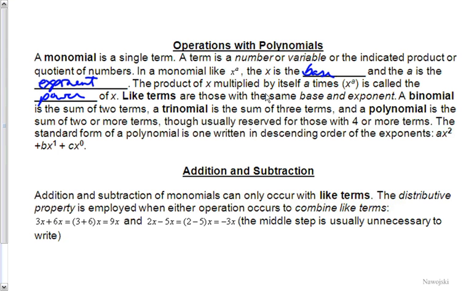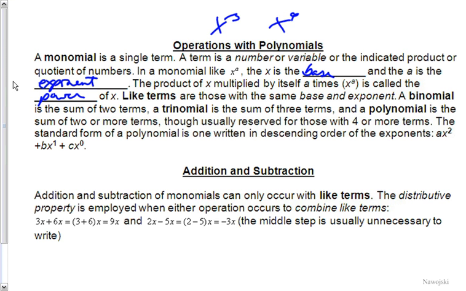Like terms are those with the same bases and the same exponents, okay? X cubed and x to the fourth are not like terms. X cubed, x to the fourth: same base, different powers. Remember that. To be like terms, you have to have the same base and same powers, okay? The number in front doesn't matter, the coefficient, right?